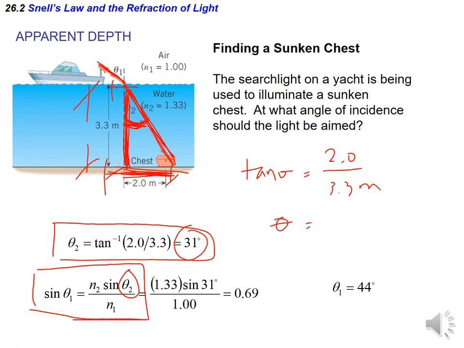So we already have the angle of refraction. That's 31 degrees. This is the index of refraction of water. This is the index of refraction of air. So the value of sine theta 1 is 0.69. Shift sine of 0.69. So the angle of incidence is equal to 44 degrees.